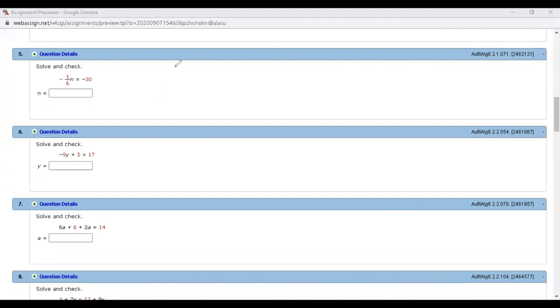Let's look at one more from objective 5 before we go to objective 6. Here we have negative 1 over 6n equals negative 30. So because we have negative 1 over 6, what we want to do is multiply by the reciprocal of this fraction on each side. Okay, so we are dividing by this fraction, and the way we divide fractions is we multiply by the reciprocal. Okay, so I'm just going to rewrite it in a way that will help you guys see what's going on a little better.